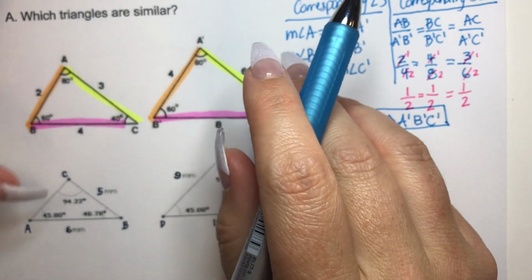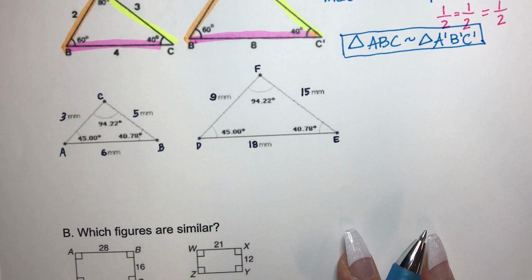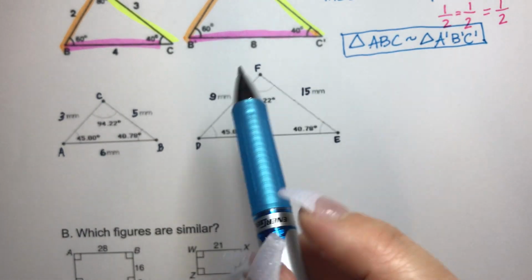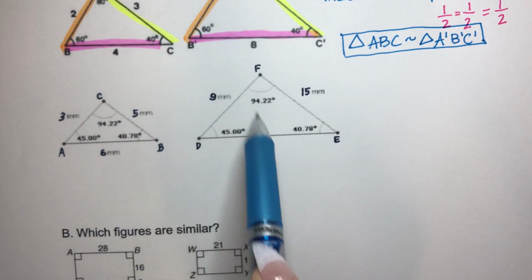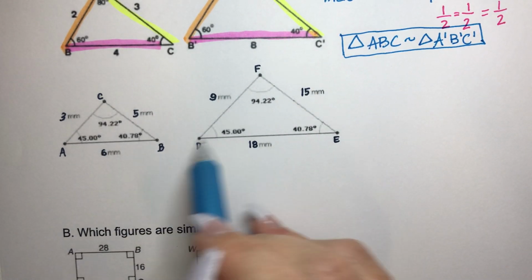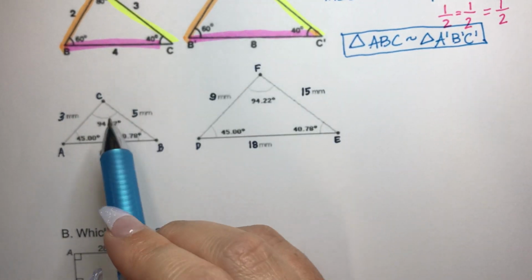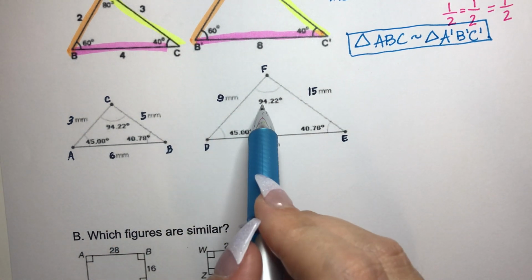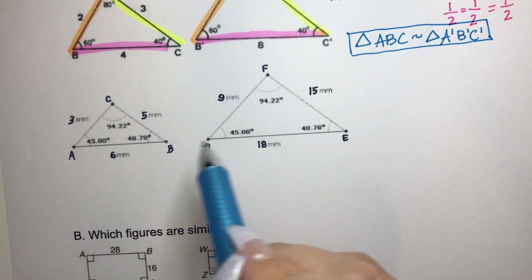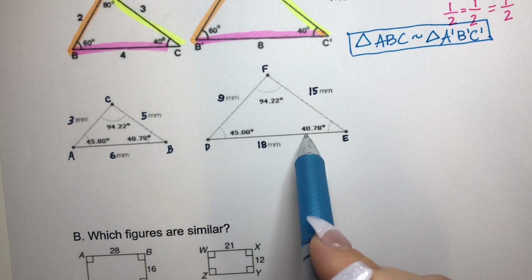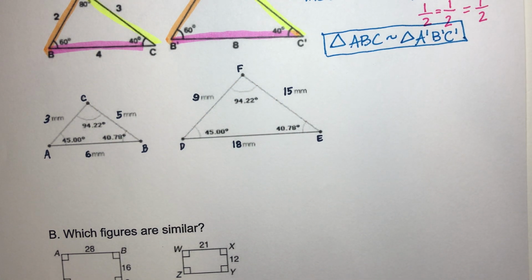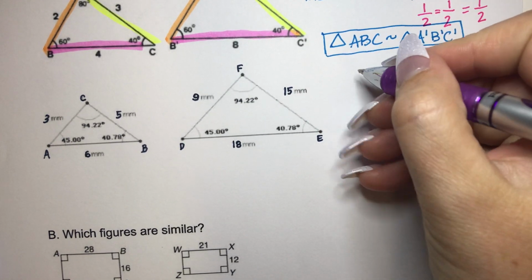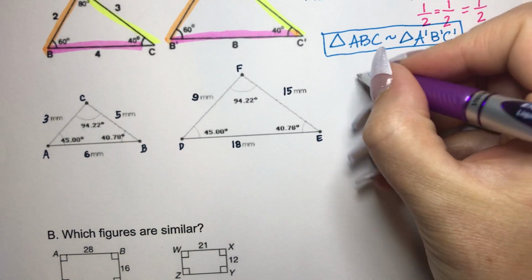Okay, now let's look at this other example here. If we look here with these triangles, we know that these are not similar because nothing has an 80, right? So these triangles aren't similar, but could they be similar to each other? Let's look. So this angle here, 94.22, 94.22, that's the same. 45 is the same as 45, and 40.78 is the same as 40.78. So far, we have corresponding angles, which is one step in the right direction, right?